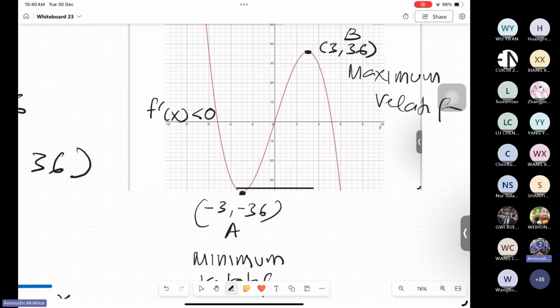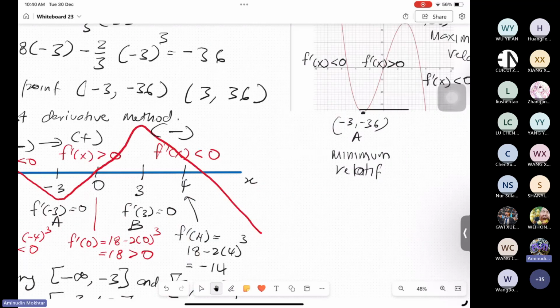Between A and B, the function is increasing. The first derivative, the slope between A and B, is positive. After point B, the function is decreasing, or the slope of the function is negative, or the first derivative is negative.